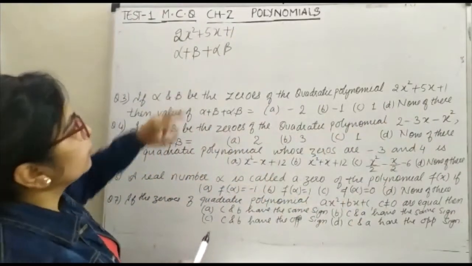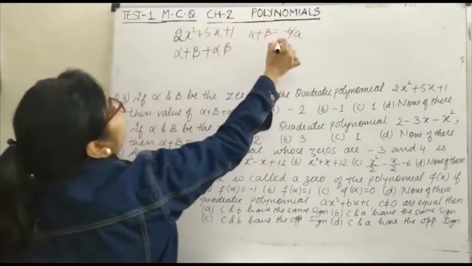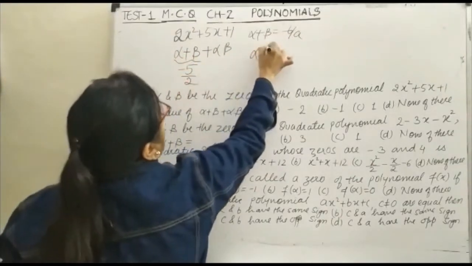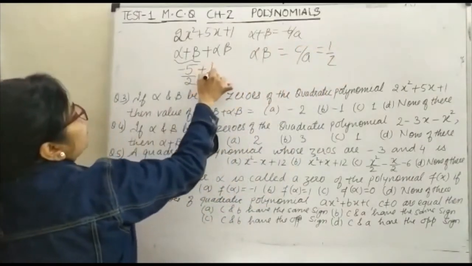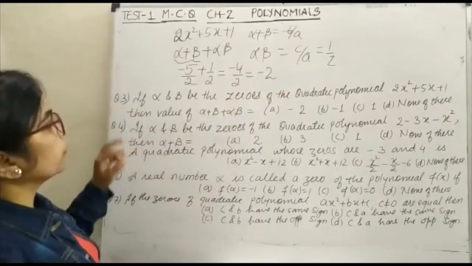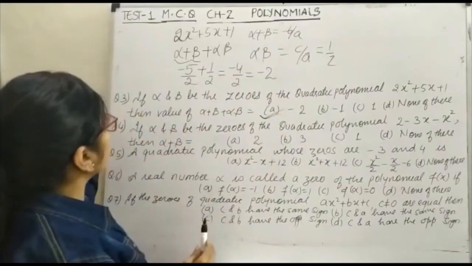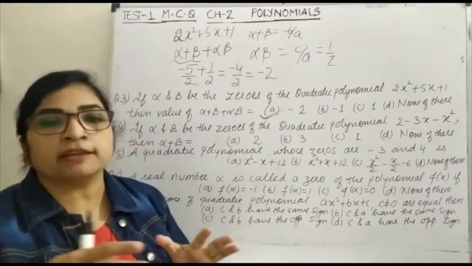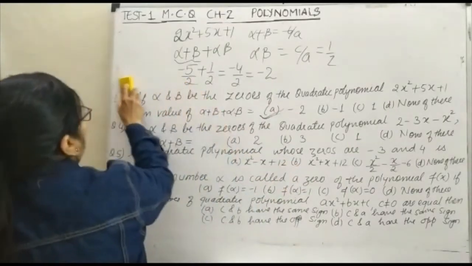Let us see here. Alpha plus beta is equal to minus b upon a, so this value is -5 upon 2, and alpha beta is c upon a, so this is 1 upon 2. When you add 1 upon 2, you get -4 upon 2, and this is equal to -2. So which option is it? That is -2, A. Your third answer will be A. Always in MCQ questions you have to write A, B, C, D instead of writing the answer, children. Now we are moving on to question number 4.